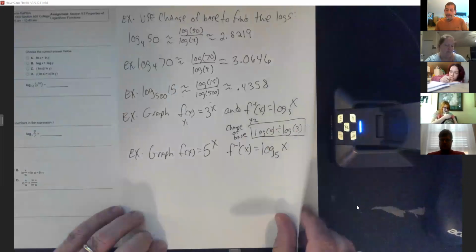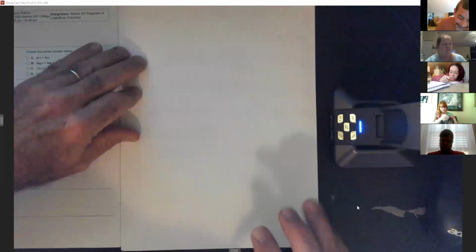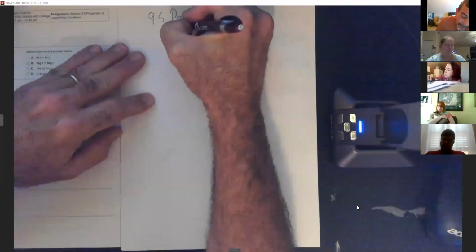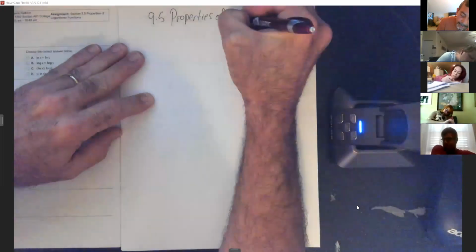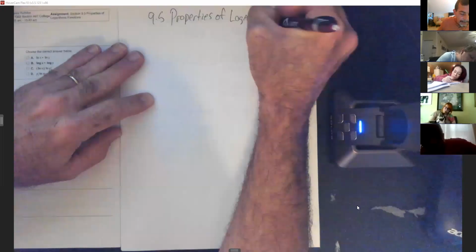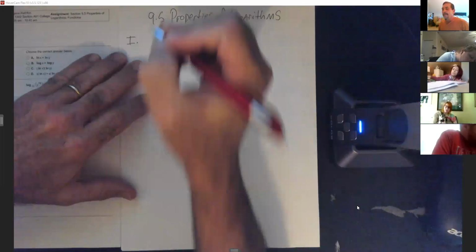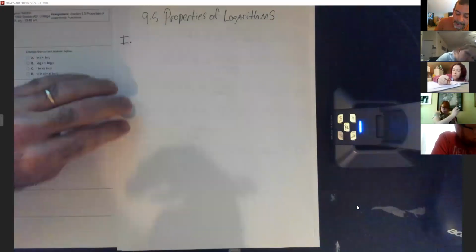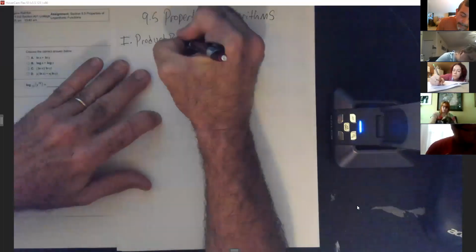All right, so I'm going to get y'all started on the properties, but we might not do too many of these. So 9.5 is properties of logarithms. Now, logarithms, since they are like exponents, have rules just like exponents. So the first one I'm going to look at is the product rule of logarithms.